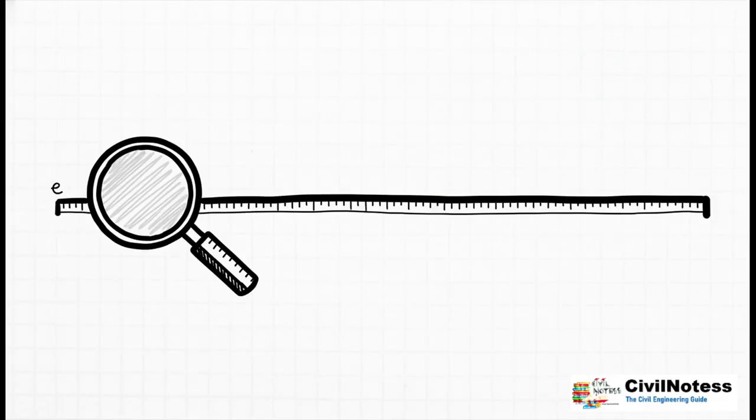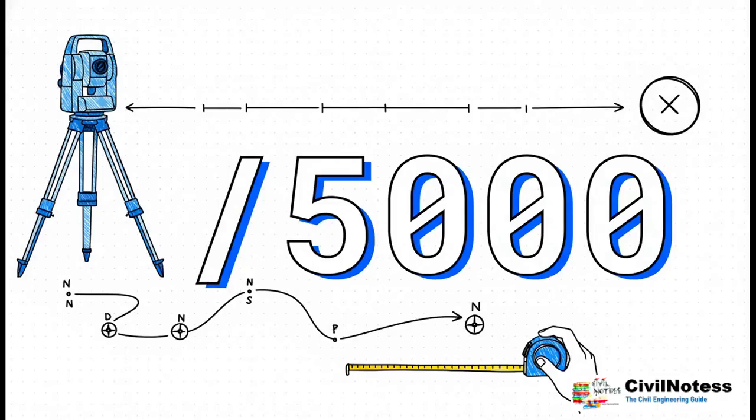And the formula for it could not be any simpler. You just take the closing error E, that hypotenuse we calculated, and divide it by the total perimeter of the traverse, P. That's it. The answer is always written as a fraction, with a 1 on top, something like 1 in 5,000. So what does that actually mean? It means for every 5,000 feet, or meters, or whatever unit you're using, that you measured, you are only off by 1 unit. So the bigger the number on the bottom, the better your survey was. 1 in 10,000 is twice as accurate as 1 in 5,000.